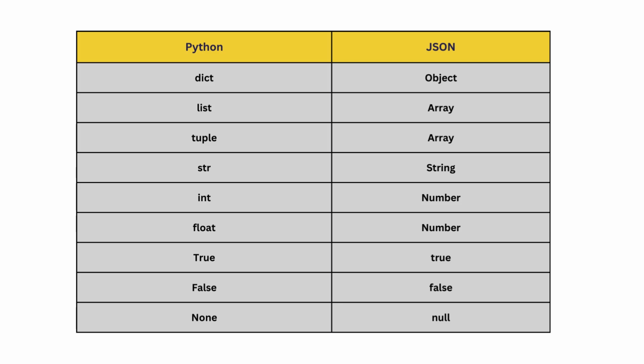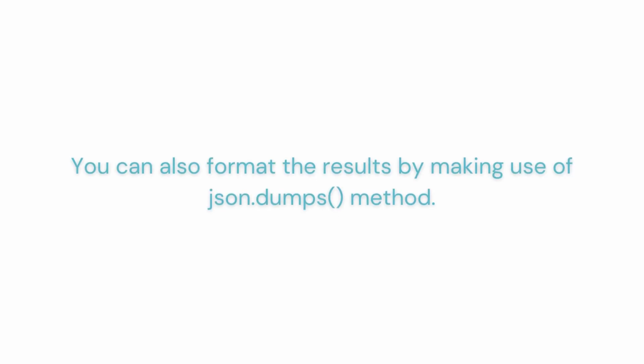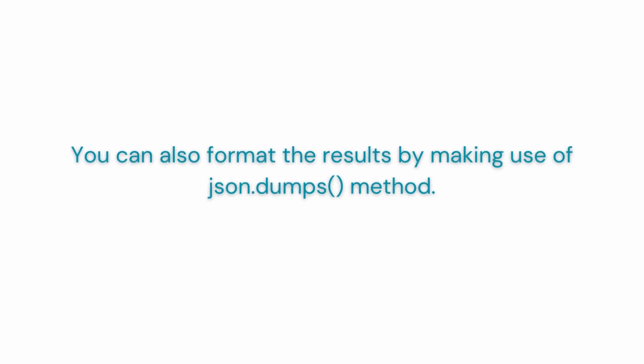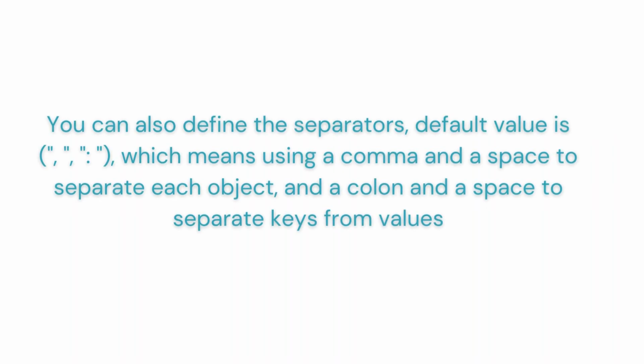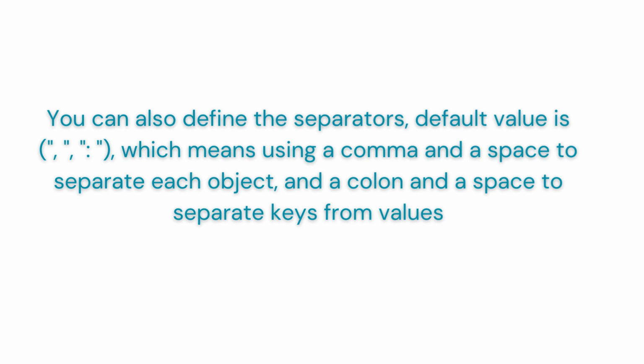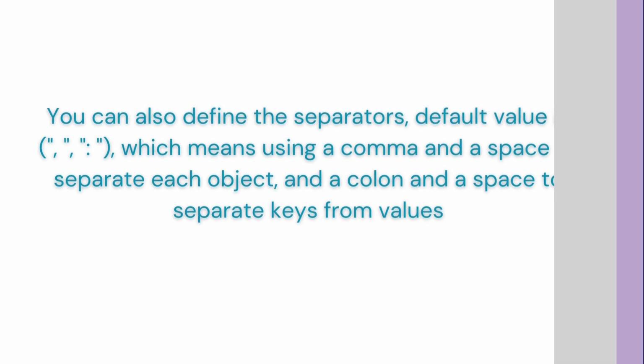Likewise, you can convert Python objects of the following types into a JSON string. Through this table, you can differentiate the objects and notation obtained after conversion. You can format the results by making use of the json.dumps method. You can also order the result by using the same method, and also you can define the separators, default values such as comma, colon, which means using a comma and a space to separate each object, and a colon and a space to separate keys from values.